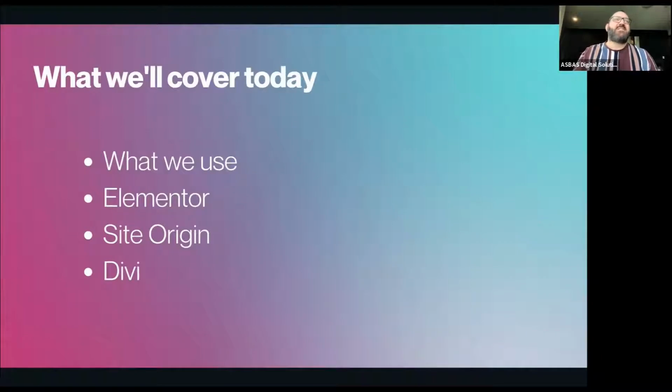What we're going to cover today is a bit of what my agency uses. We create a lot of websites and what we primarily use to build those websites. We'll look at Elementor and its combination with Astra themes. So I'll explain as we're going on what all this means. Site Origin, and we're going to look at one of their theme packs, and Divi, which kind of just sits on its own.